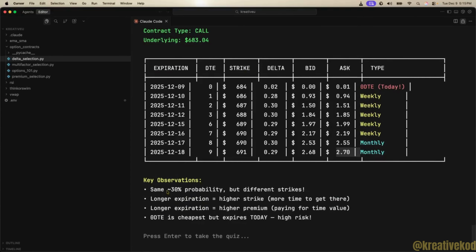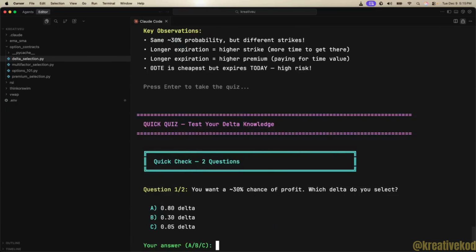Key observations: it's the same 30% probability, but with different strikes. The longer expiration dates equal higher strike prices, the more time you get to get there. The longer expiration dates equal higher premium, because we're paying for the time value. The 0 DTE is the cheapest because it expires today and it has the highest risk.